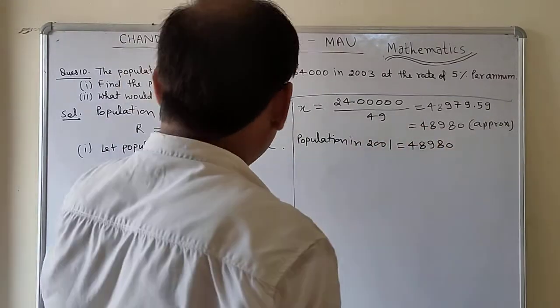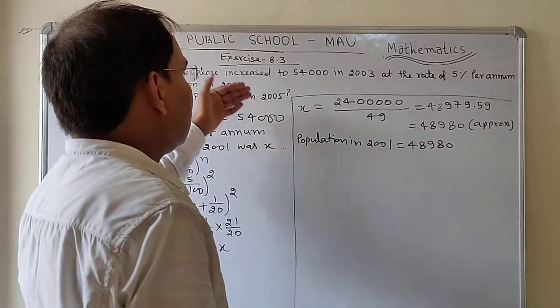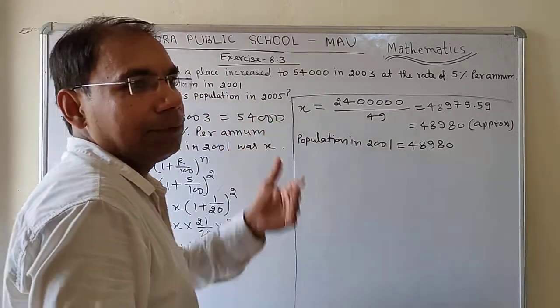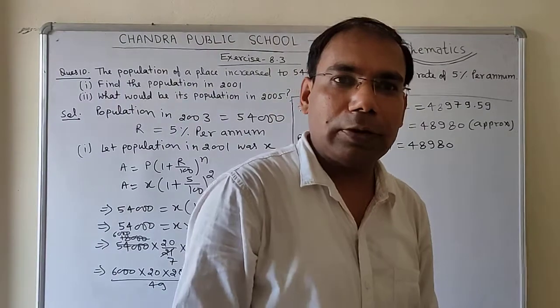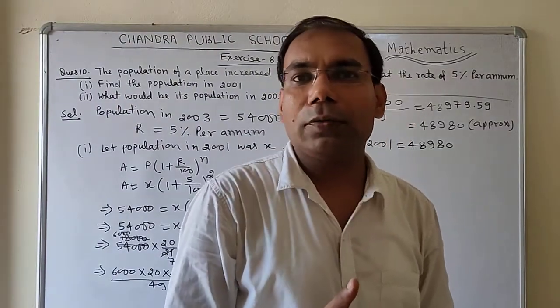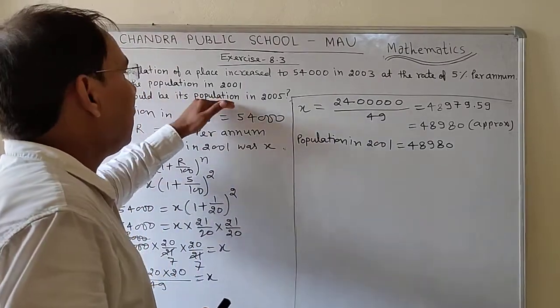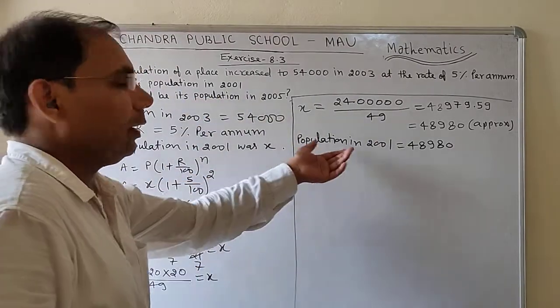So students, if you are going to calculate any value before the given time interval, it means value was given for the 2003 and you need to get the value for the 2001. So for the 2001 you will take x, and after that on the x you will apply the compound interest formula and you will get the value.